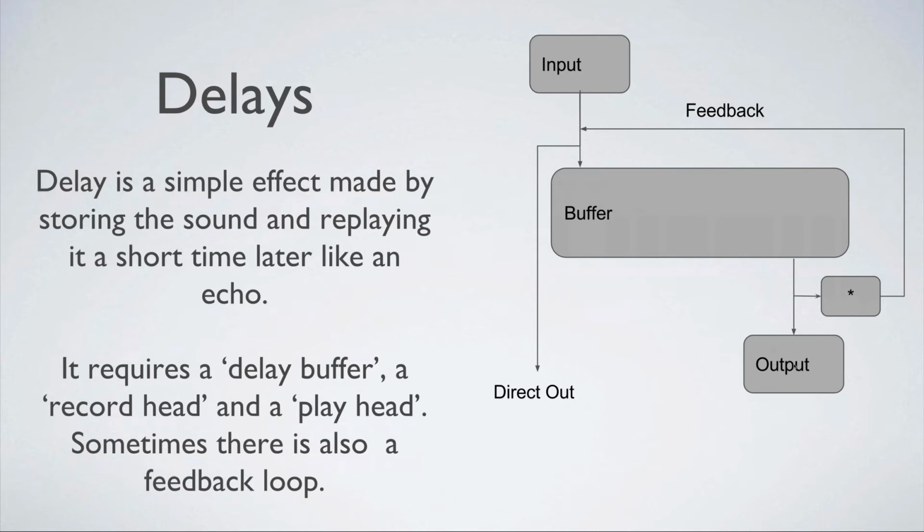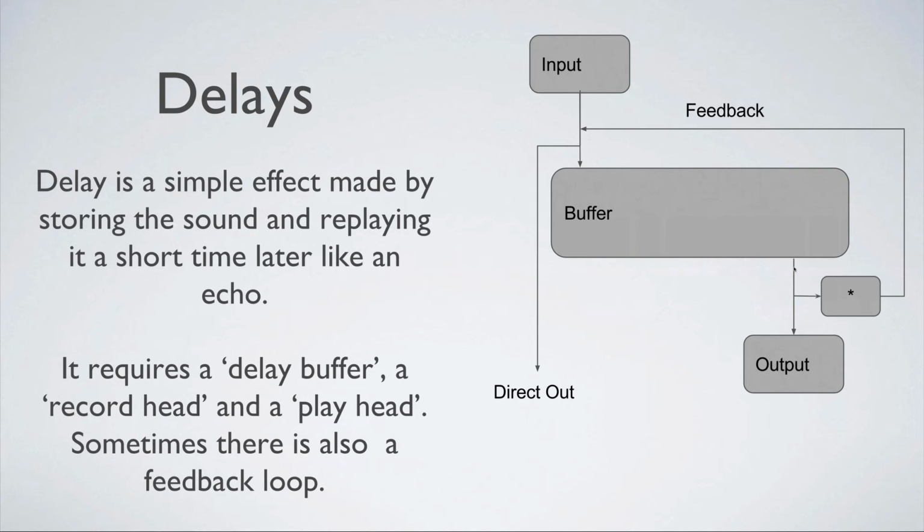Once we pass that to the output, we're going to get an echo. So if we record the sound, hold it for a second, and then play it out, we're going to get an echo at 1 second. And one echo is fine, but you might want multiple echoes. You might want a sound to have an echo that continues on. And in that case, you need a feedback loop.